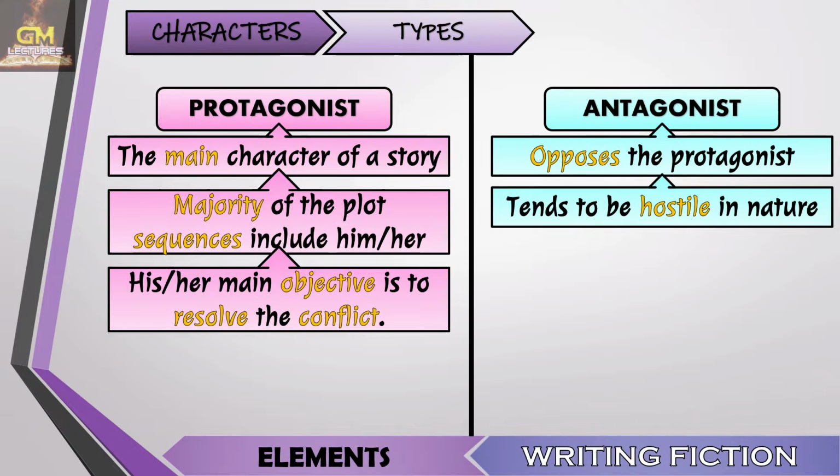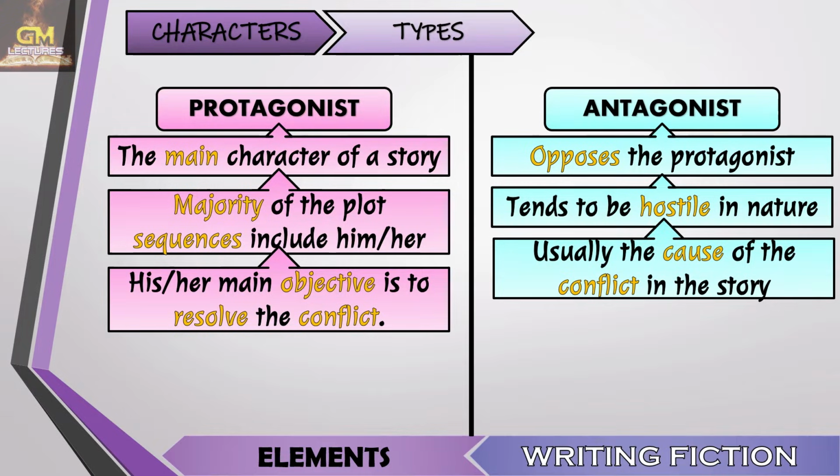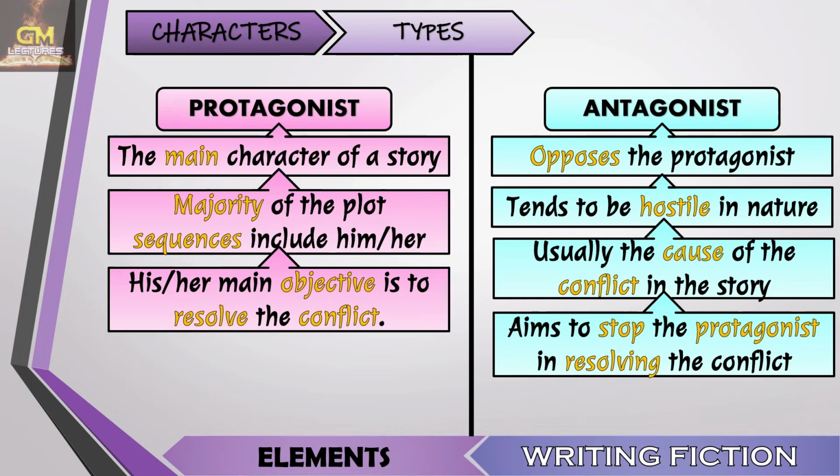Also, the antagonist tends to be hostile in nature. Now, while the protagonist aims to solve the conflict that is presented, the antagonist usually is the cause of the conflict in the story, and of course aims to stop the protagonist in resolving the conflict.